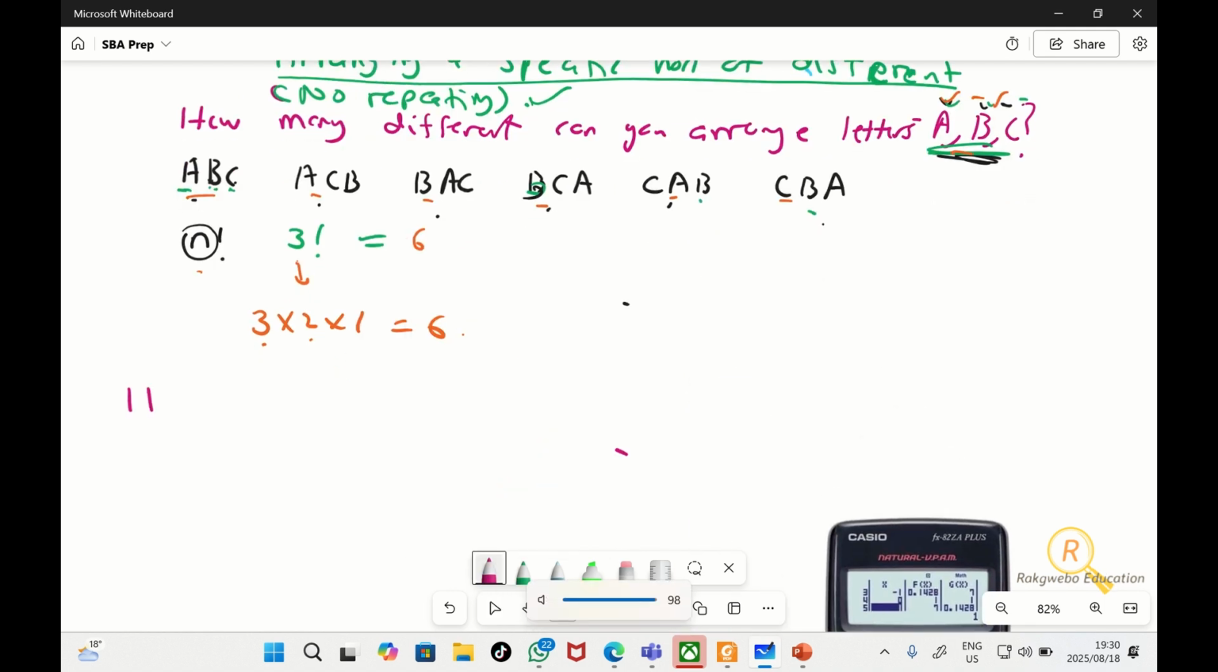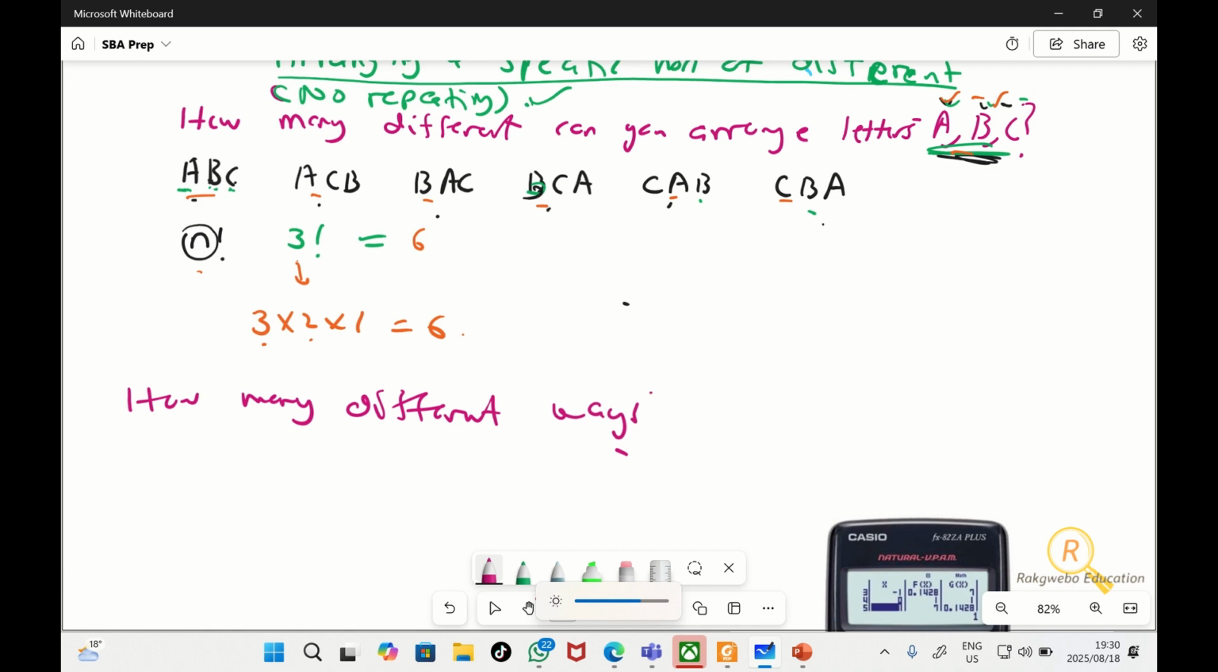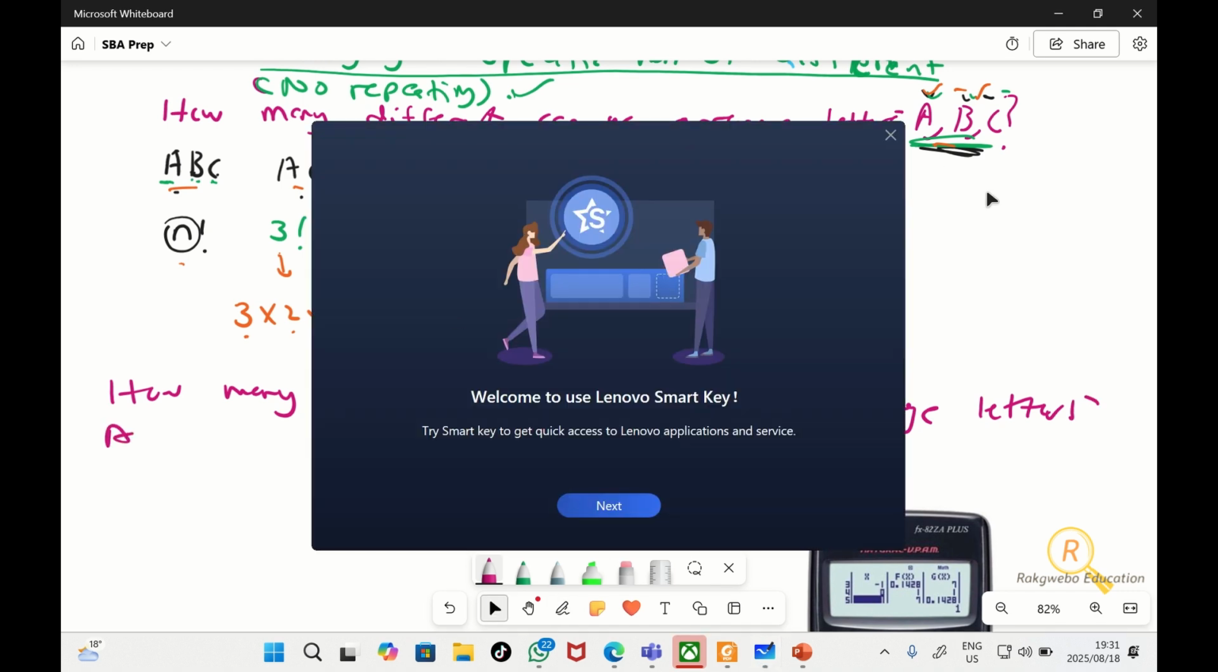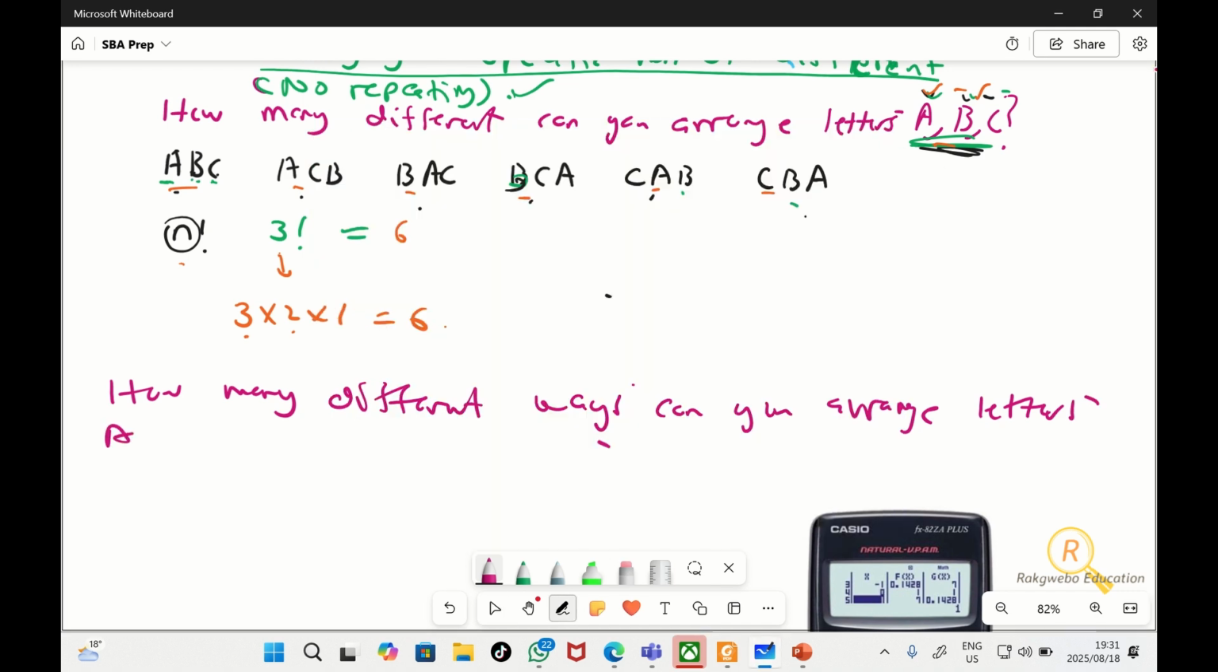So how many different ways can you arrange... I just thought of Manchester United now. Man United fans kill me, man. My little brothers are Man United fans.